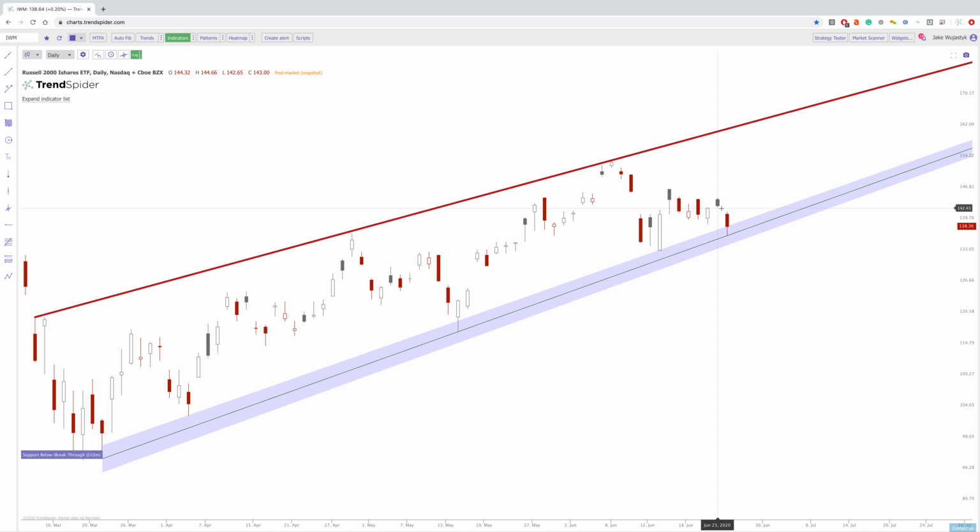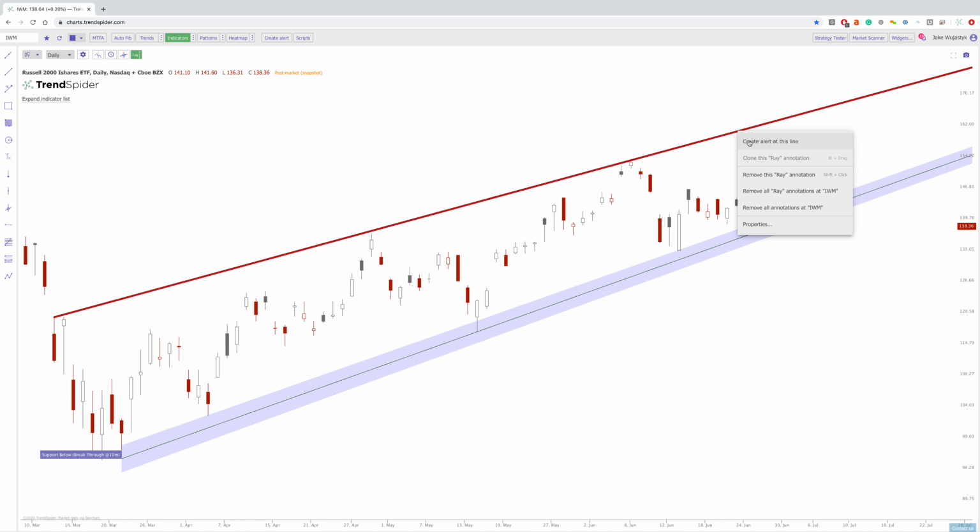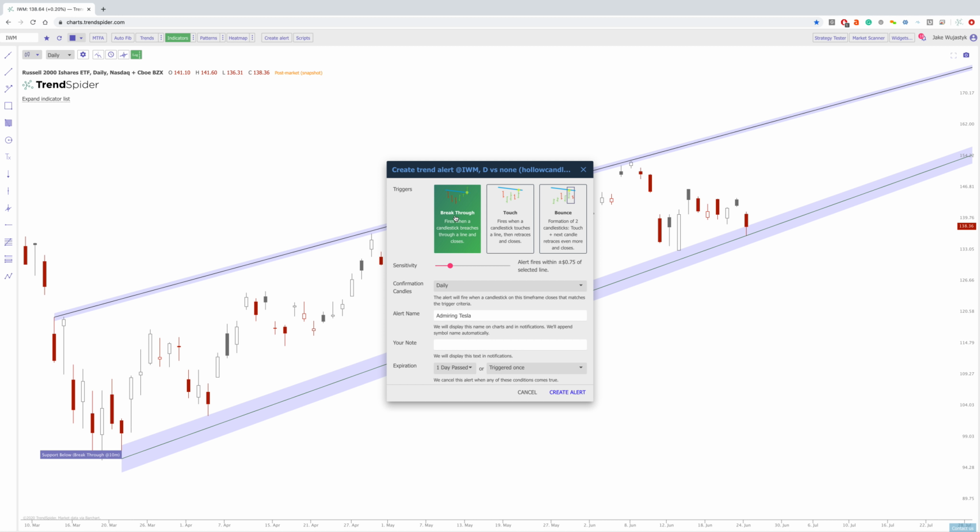Let's say that something crazy happens and we do continue up in the next couple weeks. Same thing, create an alert here. Whenever the price breaks through or touches anywhere within this zone, we will be alerted.